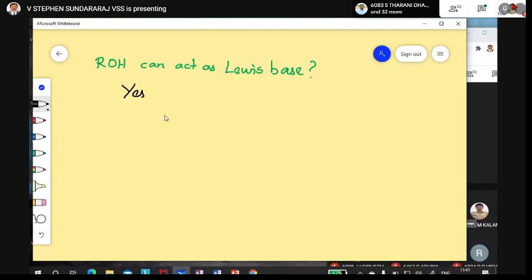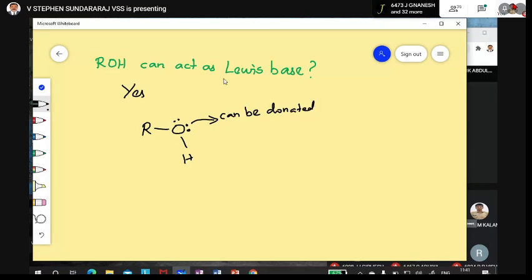Because ROH has lone pairs that can be donated. That is why a Lewis base is a base. What is a Lewis base? It can donate an electron pair, generally an unused electron pair, a lone pair. Here oxygen has two lone pairs. See the example.